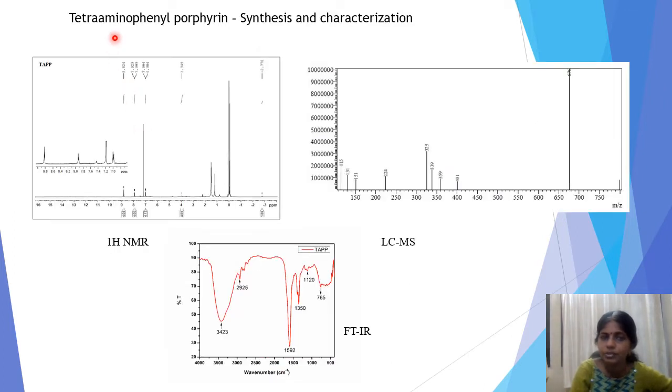And we have actually taken the porphyrin derivative, tetraaminophenyl porphyrin, for the interaction study, and it has been synthesized using the conventional Adler method, and it has been characterized using proton NMR, FTIR and LCMS analysis, which confirms the formation of the porphyrin derivative as tetraaminophenyl porphyrin.